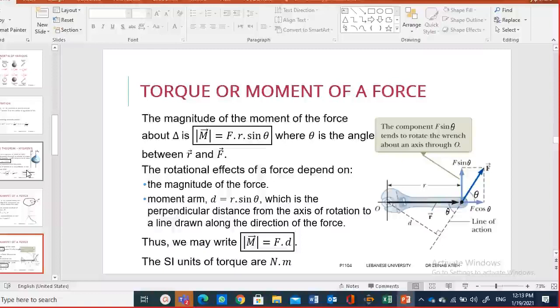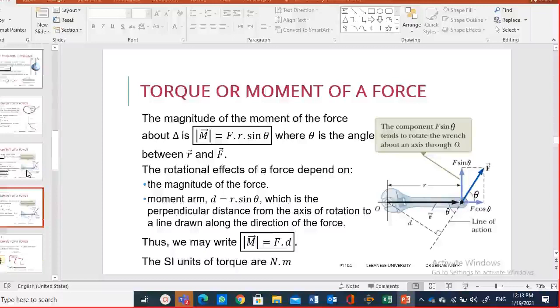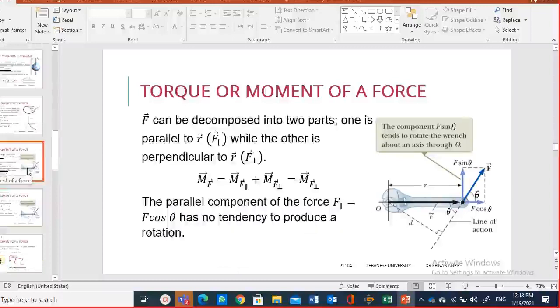So we can either calculate the magnitude of the moment by calculating F r sine theta, or simply by F times d, where d is the shortest distance between O and the line of action of F. So either we say F times shortest distance or F r sine theta. r is the distance between O and the point of application of the force, while d is the perpendicular distance from O to the line of action of the force. So these are the different ways of calculating the moment or the torque, for sure.